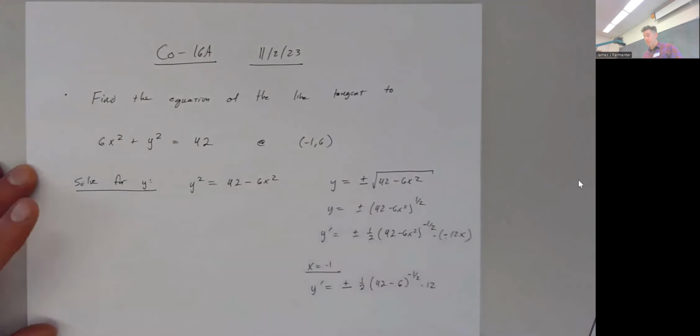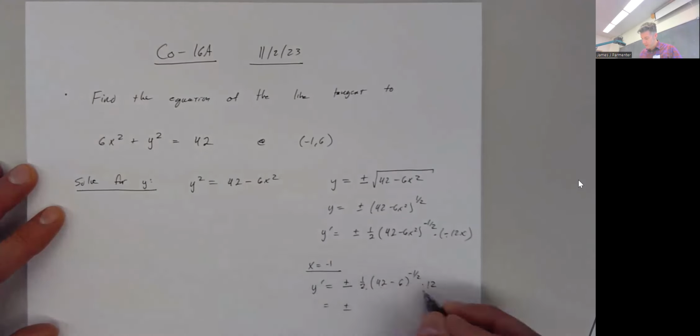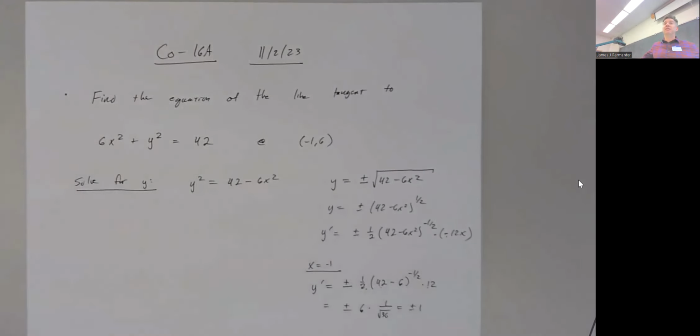Just to simplify this a little bit here, 12 over 2 is 6. 42 minus 6 is 36. The square root of 36 is 6, but it's a reciprocal. So this actually ends up being plus or minus 6 times 1 over the square root of 36, which is plus or minus 1. But which one is it? Is the slope positive 1 or is the slope -1? It's really, really hard to tell when you have something that's not actually a function of x.